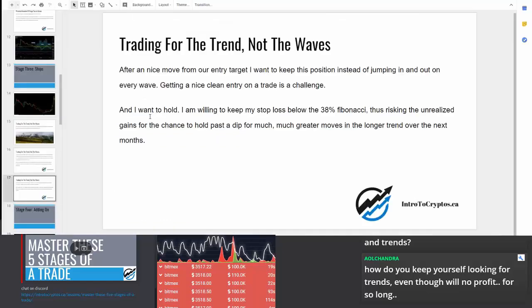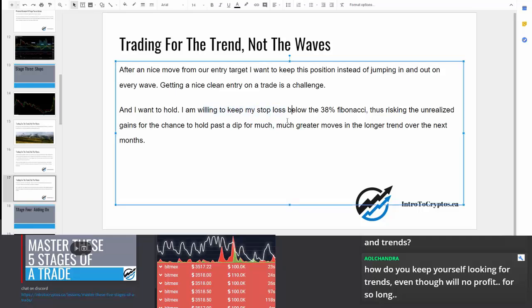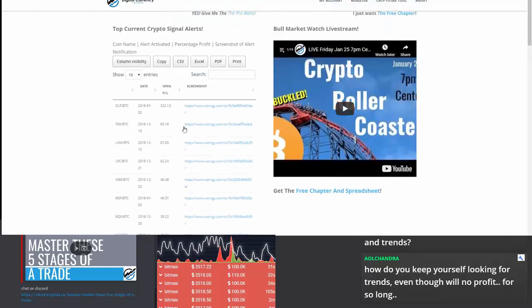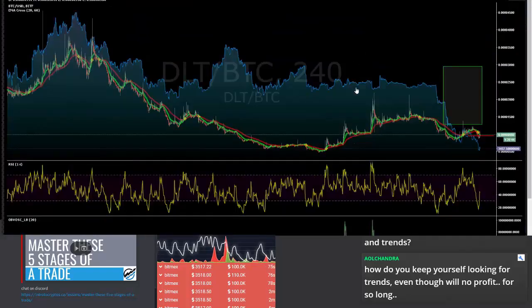And so the 5 stages of a trade. This is where I'm leaving all my stop losses below those levels. And so if we go back to here, this isn't the prettiest page, but DLT is at 122%. This is our entry. Here's our entry, DLT.